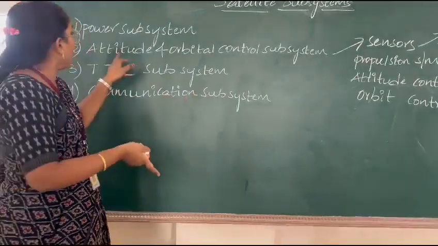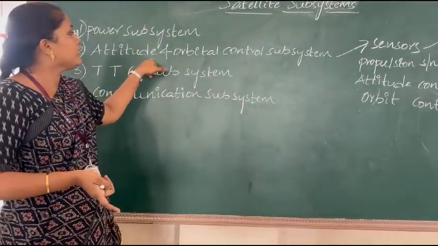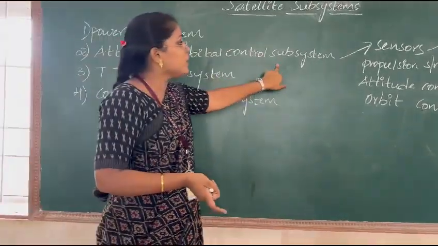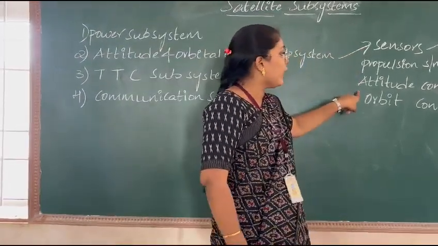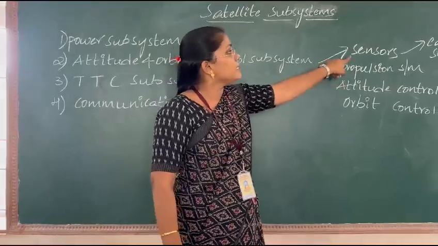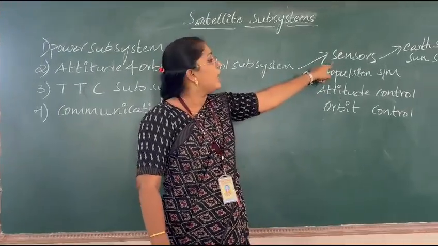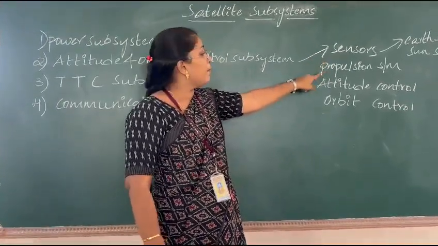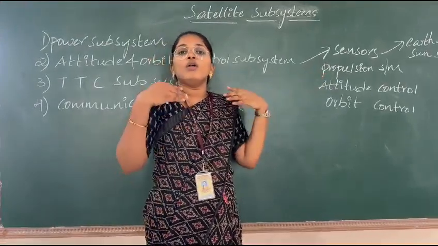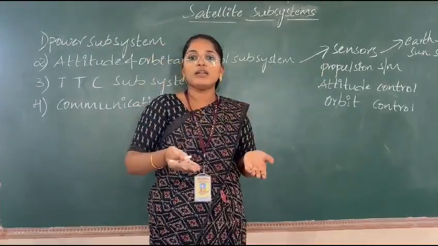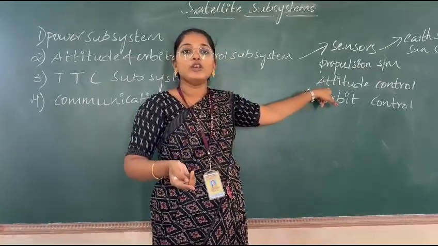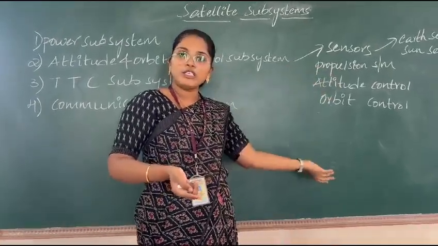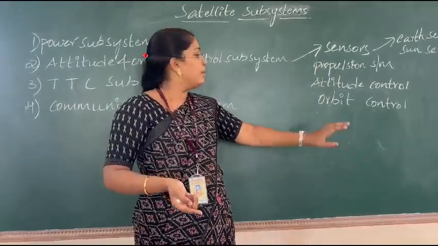And overall, here we have the attitude and orbital control subsystem. Here we have the sensors, propulsion system, attitude control and orbital control. In sensors, we have earth sensors, sun sensors. In propulsion system, we have low thrust actuators, high thrust motors, space shuttle. And in attitude control, we have passive system and active system.